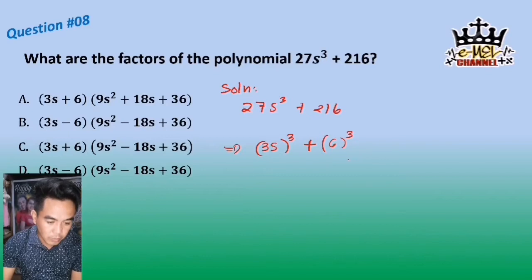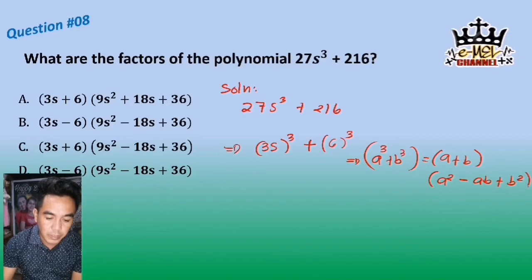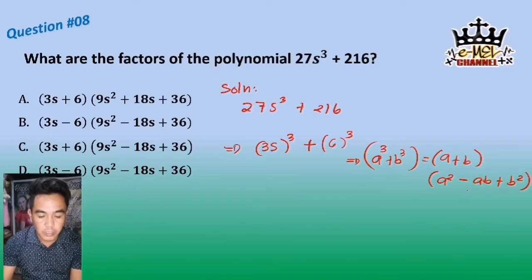So again, looking back with the idea, if we have a cubed plus b cubed, it is the same as a plus b times a squared minus ab plus b squared. So if this is positive, the second term on the second factor should be negative.